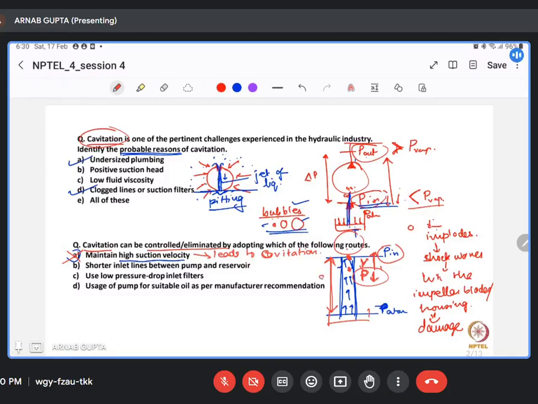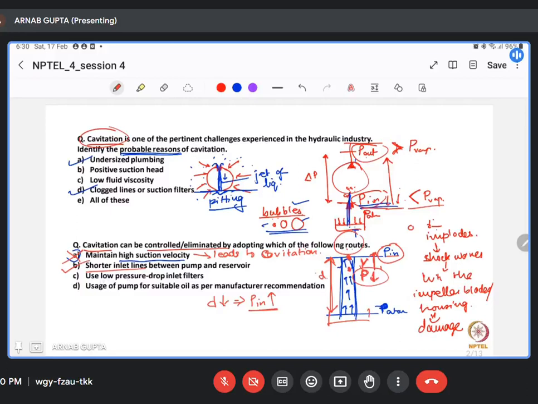So this particular D has a negative effect on P in. The higher the value of D, the lower the value of P in. So that's why we prefer to use shorter inlet lines. D should be less so that P in should be higher. I would rather say the drop in pressure should be lower. So yeah, shorter inlet lines between pump and reservoir. If P in increases, it avoids the tendency of vaporization.